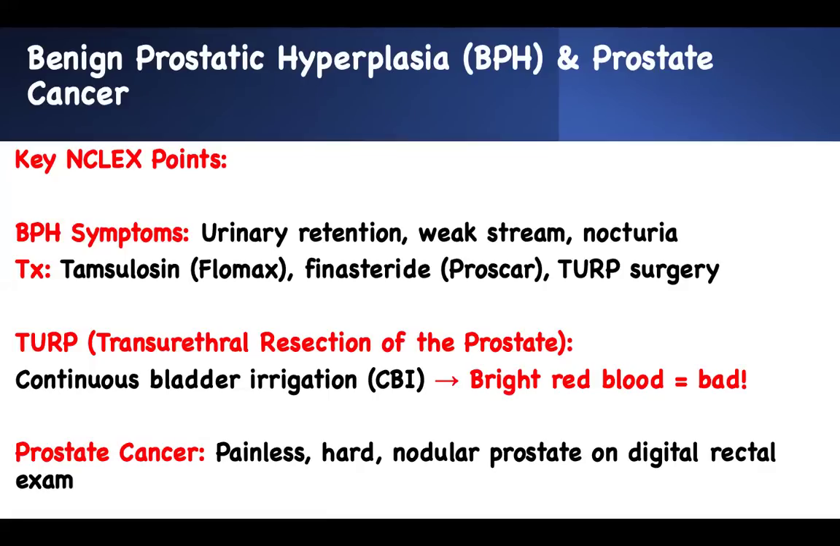What do you do? What is the management? We need to relax the prostate, or we need to make it smaller. Finasteride is the one that makes it smaller, but tamsulosin, the Flomax, is going to open up the flow. What is the major side effect of this? Orthostatic hypotension. So you take it at night. If it doesn't work, we do TURP.